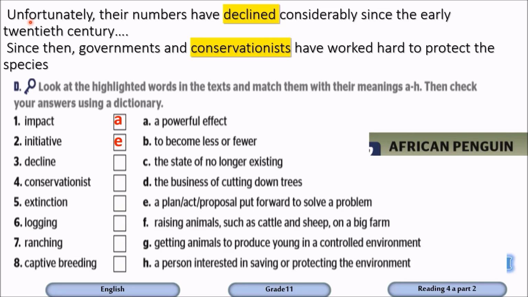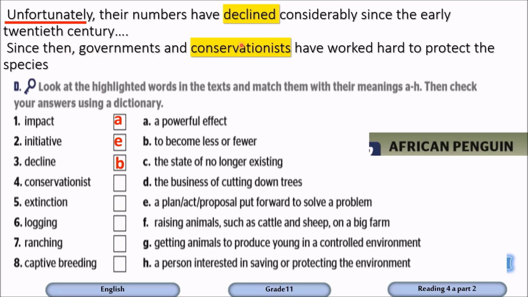Alright, now the word number 3, which is declined. Unfortunately, their numbers have declined. So their numbers, it should either increase or decrease. And we have the word unfortunately, which means that this is something negative that happened. So the answer is, very good, it is number B, to become less or fewer.